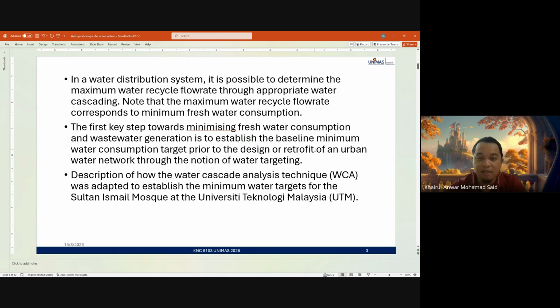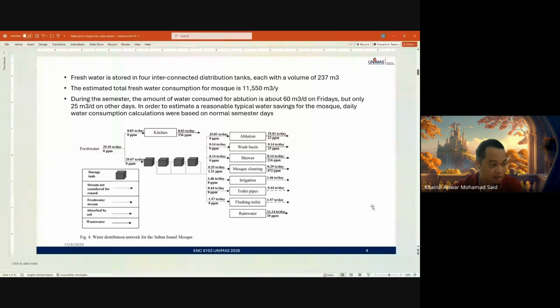Prior to design or retrofit of an urban water network through the notion of water targeting, the description on how the water cascade analysis technique was adapted to establish the minimum water target for the Sultan Ismail Mosque, in most of the WCA technology in Malaysia.